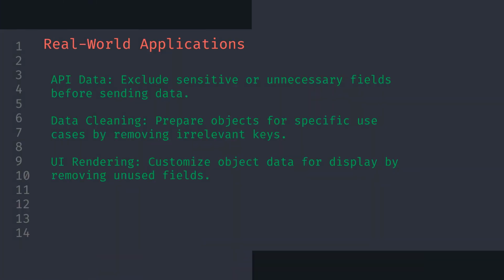This technique is widely applicable in real-world scenarios. For API data, when working with APIs, you may need to exclude certain fields before sending or displaying data. Data cleaning, to remove unnecessary keys to prepare objects for analysis or processing. UI rendering, to customize data for rendering in user interfaces by omitting irrelevant fields. It is a handy tool for managing and manipulating object data.